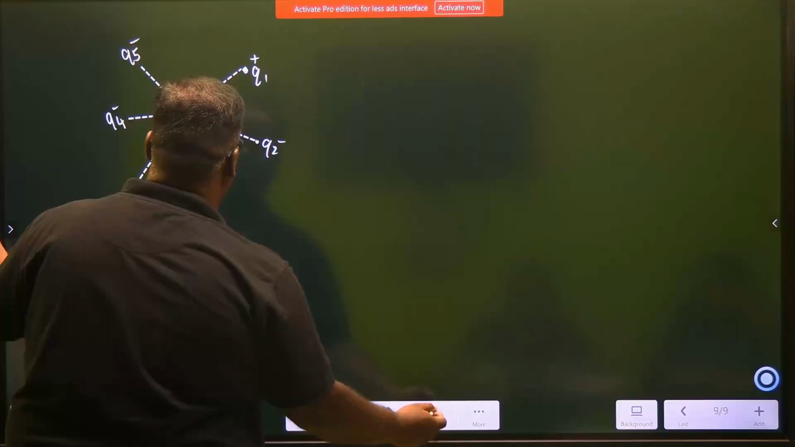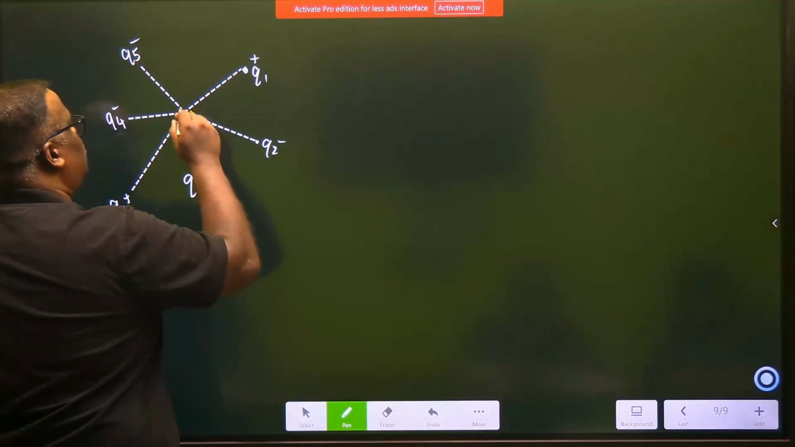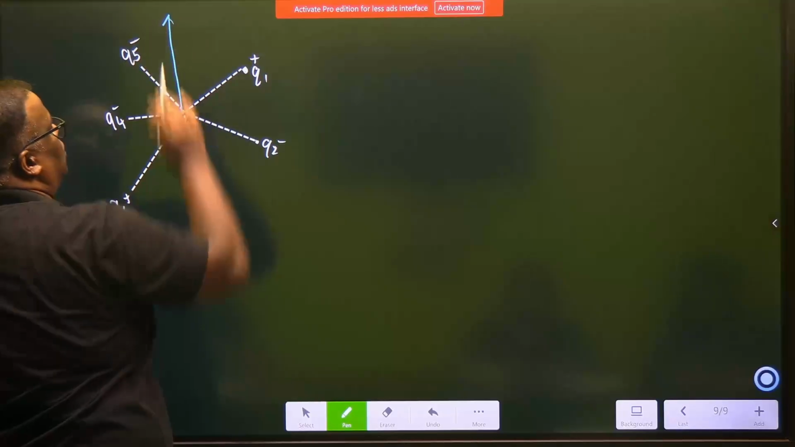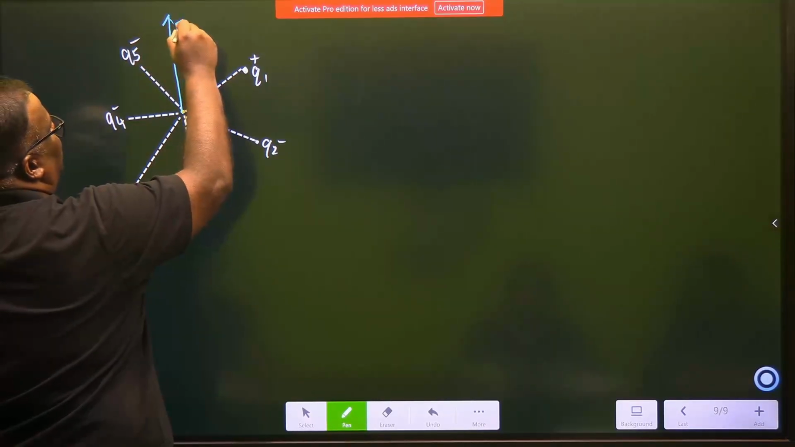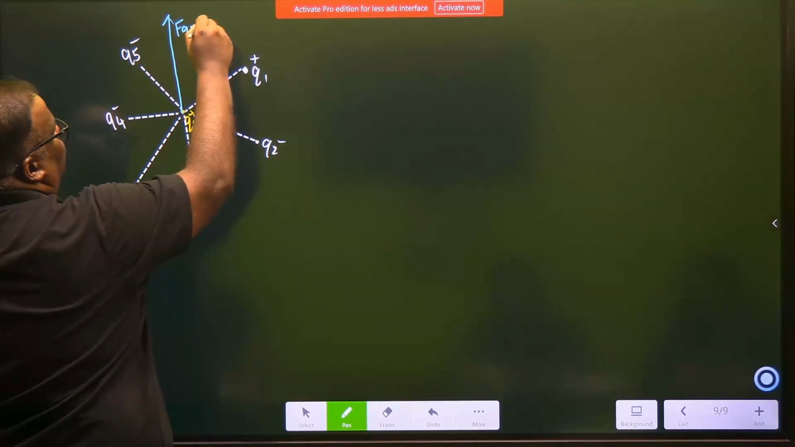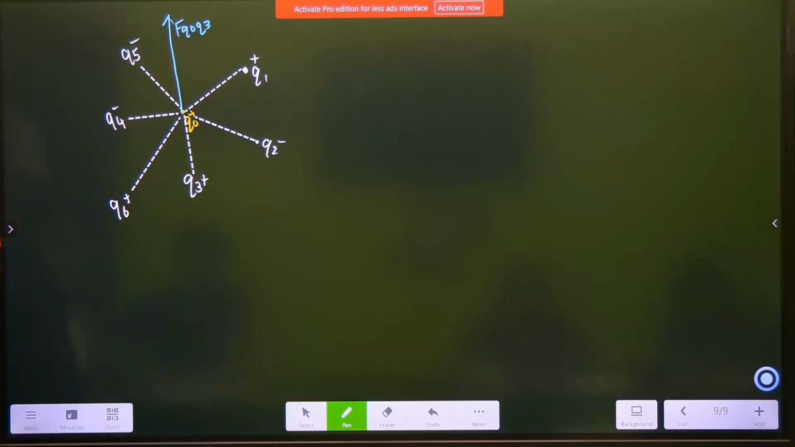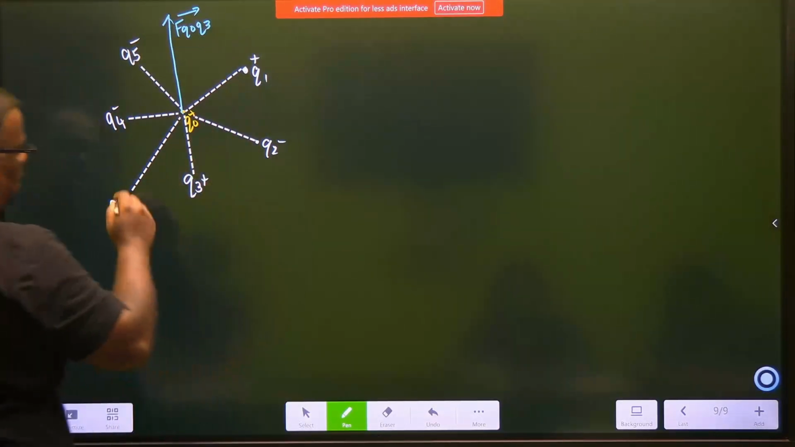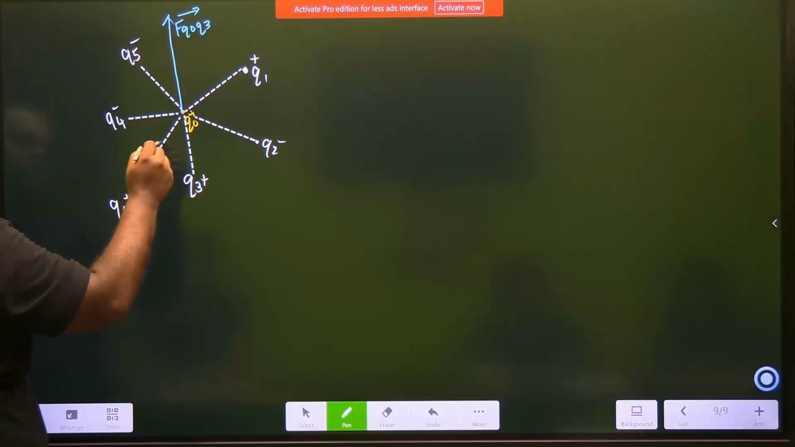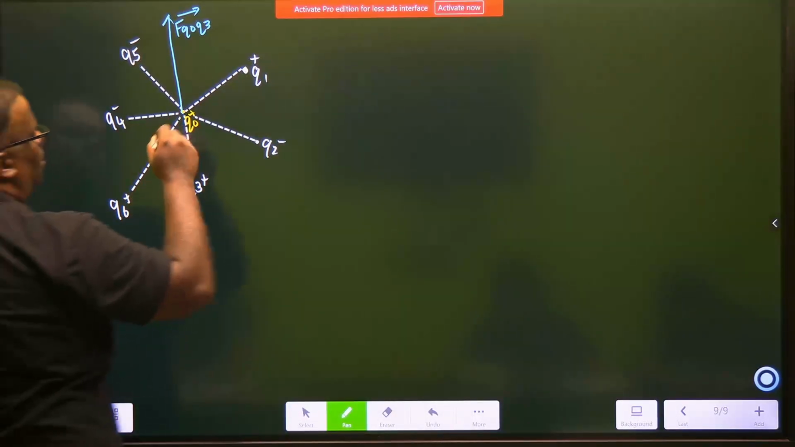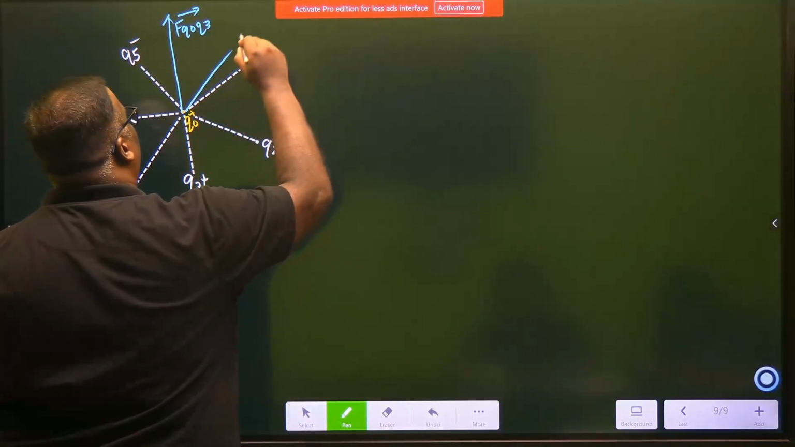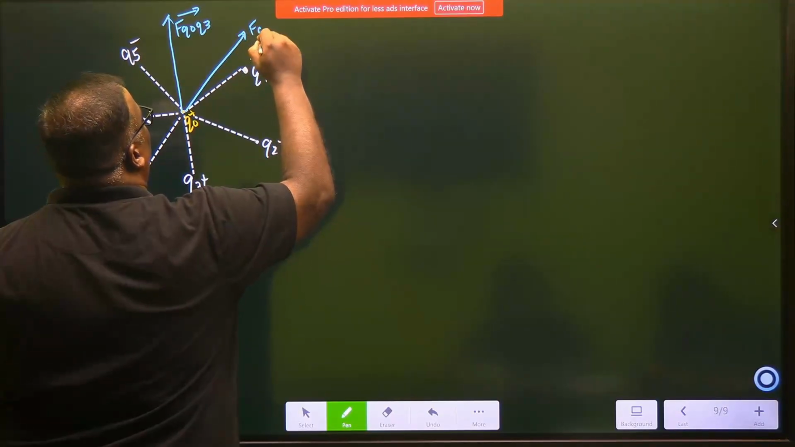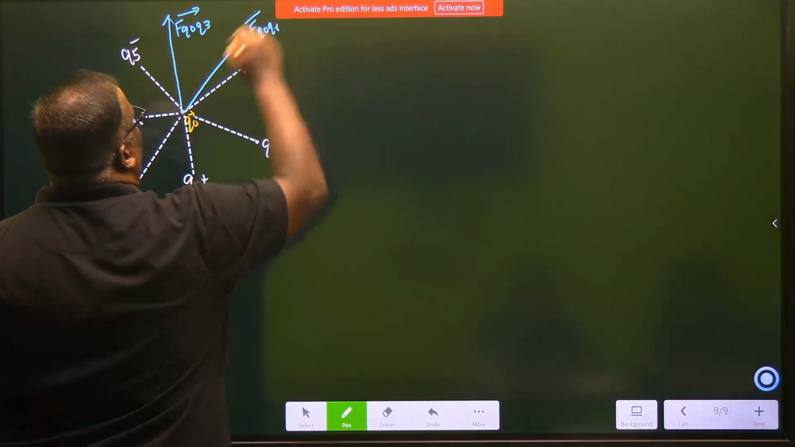Okay. Nobody, all of you are sleeping. This force will be in this direction. It will repel, right? F on Q0 due to Q3. Q3 is positive, so it's repelling on this side. This is a vector force. Similarly, if you want to see it with Q6, what will happen? Again, it will repel. This is F on Q0 due to Q6 along this direction.